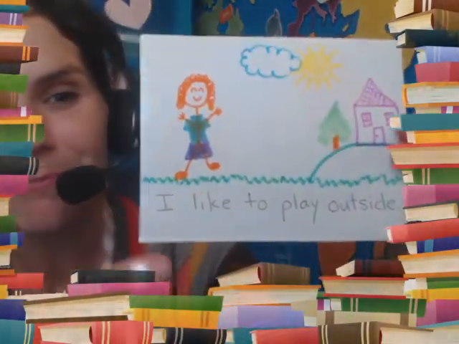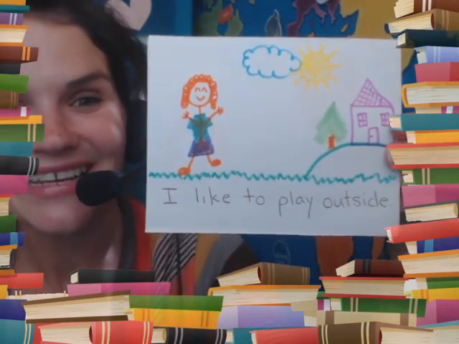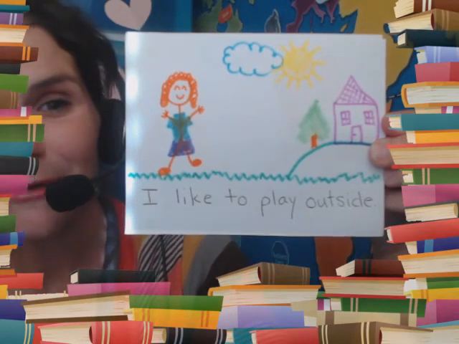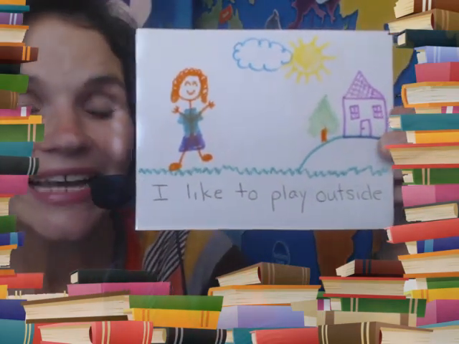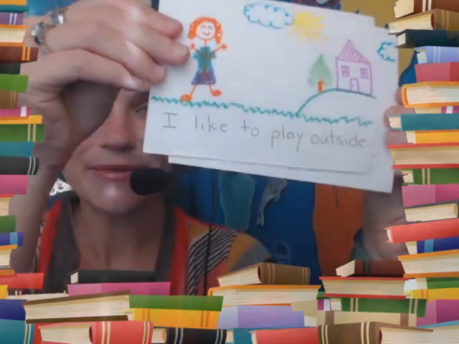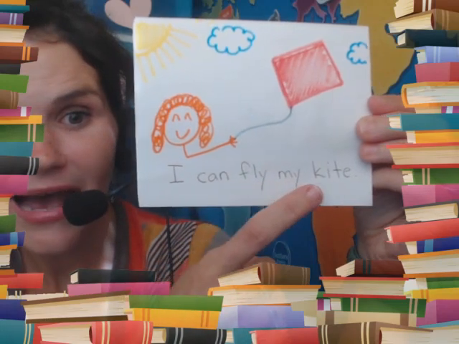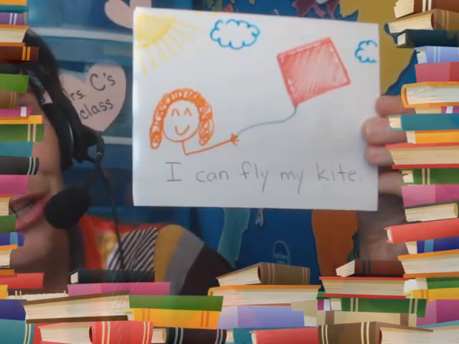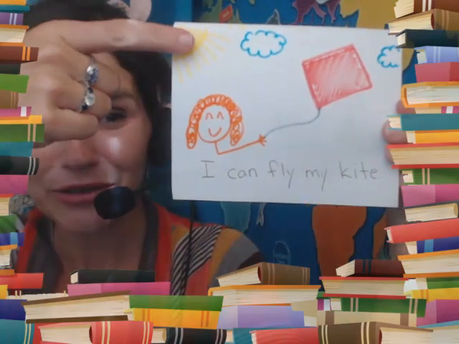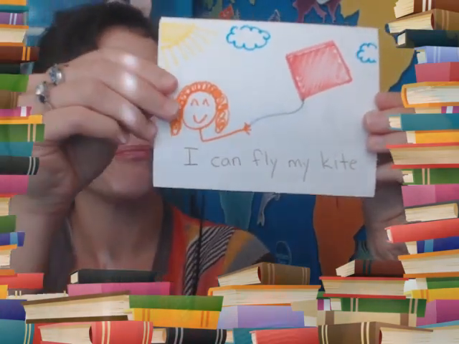Next, I want to go right to the beginning of my story. What happens first? Here's the beginning. I like to play outside. So I drew a little girl outside playing. It's still sunny. I can see a house in the background. Maybe it's hers. Next, I'm going to the middle. I can fly my kite. There's a picture of a little girl flying her kite. It's still a sunny day. There are some clouds, but she's having a wonderful time.